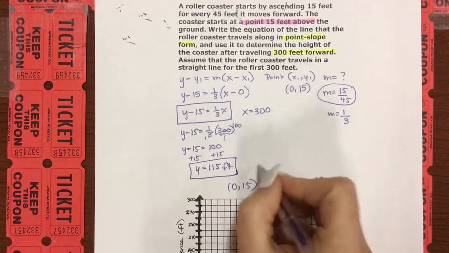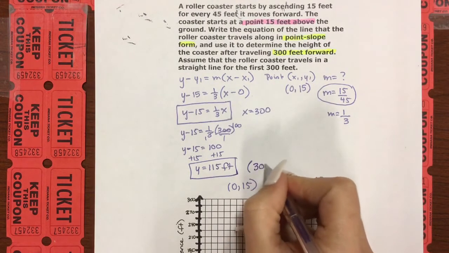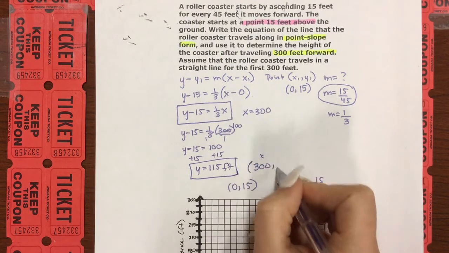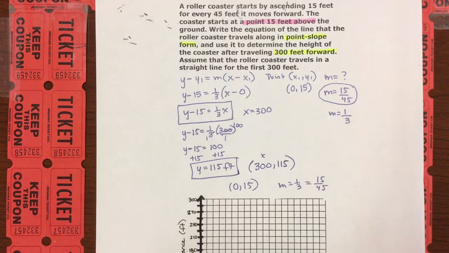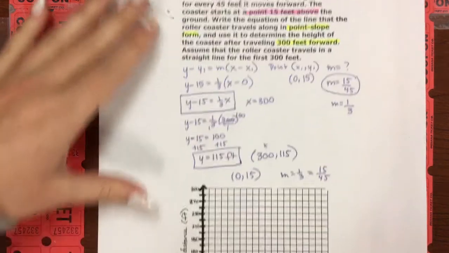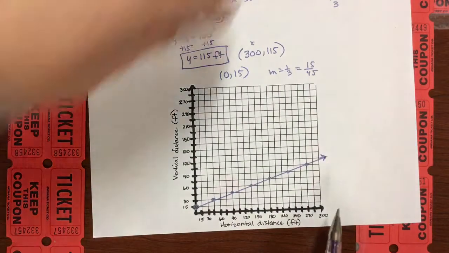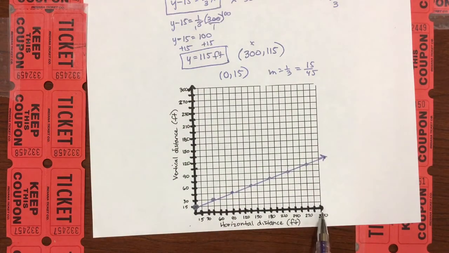And this makes a lovely point. The point is 300 for the x part and 115 for the y part. Now let's go to our graph and see if this makes sense. So here we go. We need 115 feet. So this right here is 300.